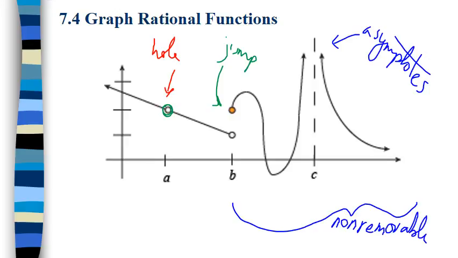Non-removable. A hole can be removed because we can say, okay, well that's the function, but then let's add in an additional point, and you can fill holes, right? You can fill holes. You can't bend a function to fill an asymptote. You can't connect this because then it wouldn't be a function, right? You can't do that. Any questions?